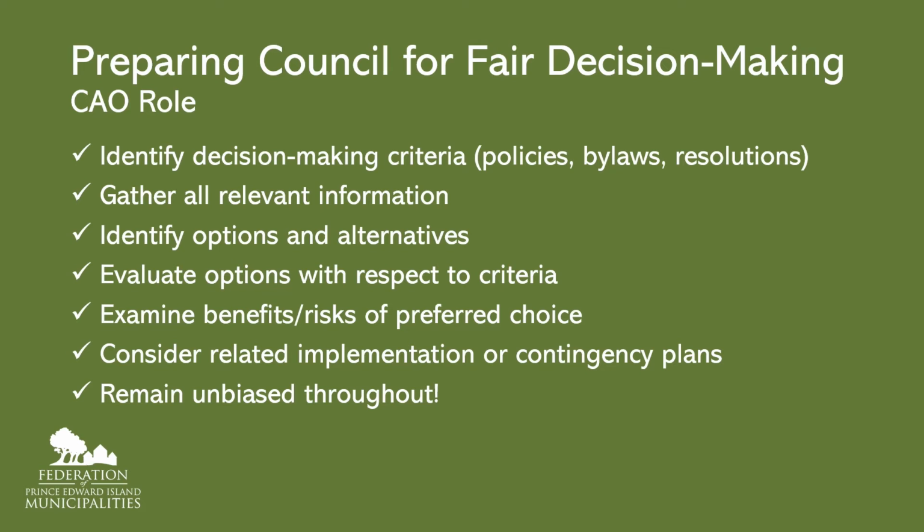So council will often ask the CAO to prepare a memo or an outline of all of these issues. So what information is at play? What are the options and alternatives? What are the pros and cons of the choices that are presented? And that is a way for council to use the CAO as a support in their decision-making process.